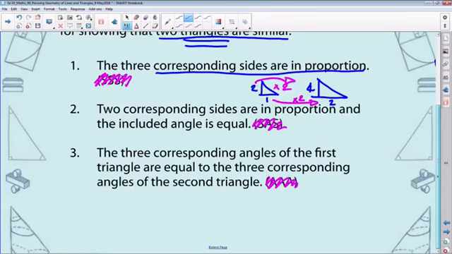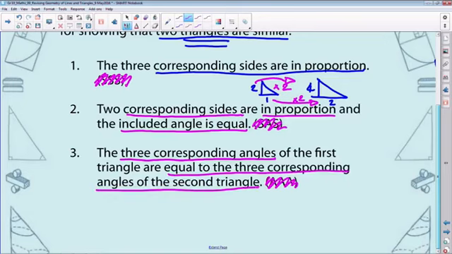congruent things. Okay, so the second case, two corresponding sides are in proportion and the included angle is equal. And lastly, three corresponding angles of the first triangle are equal to the three corresponding angles of the second triangle.